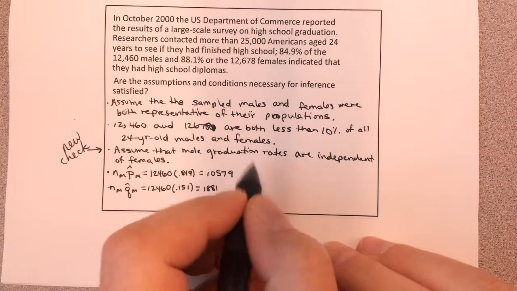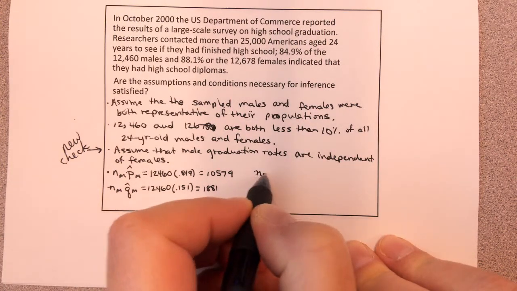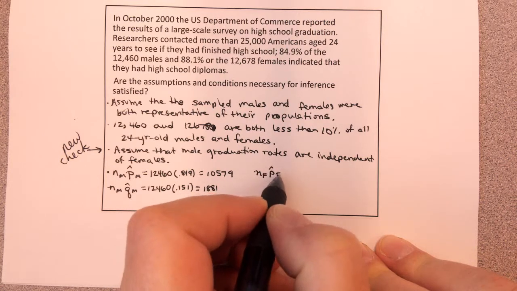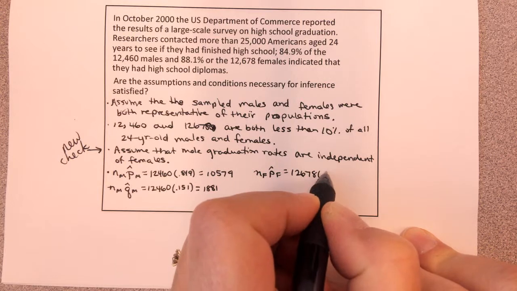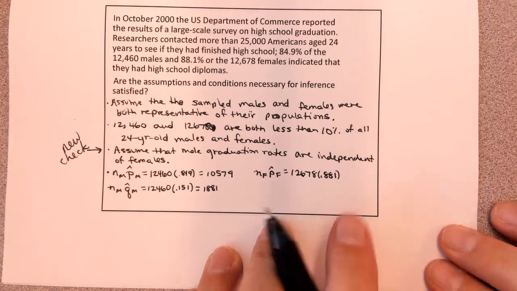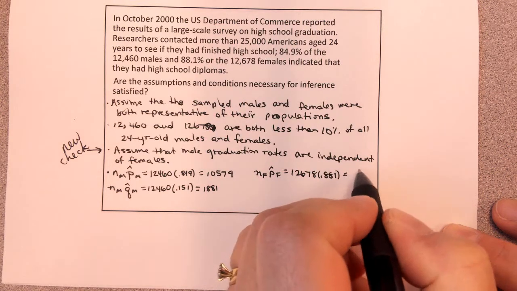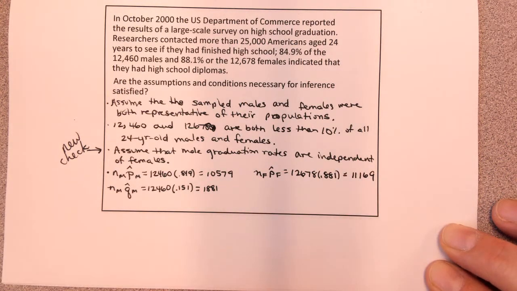All right, let's do females. So I'm going to go over here to the side. N of F times p hat of F is 12,678 females times 0.881, which is approximately 11,169 females who are graduating out of that group.